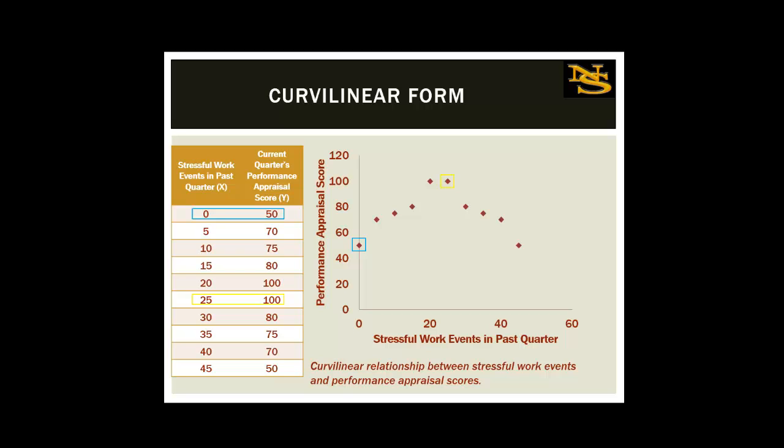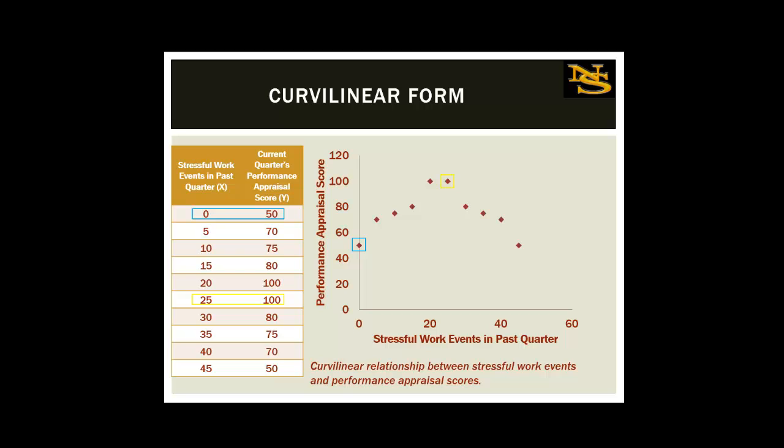So this first person said that they rated themselves as 0 stressful work events in the past quarter, and they had a performance appraisal score of 50. And you can see the blue box in the table and the blue box in the graph represent that same person. So you would find 0 along the x-axis, go up to 50 on the y-axis, boom, dot for that first person. If you go down a little bit to my yellow person here, they had 25 stressful work events in the past quarter. Poor thing. And their performance appraisal score was a 100. So for their dot, you go over to around 25 on the x-axis, go up to 100, and you find them there.